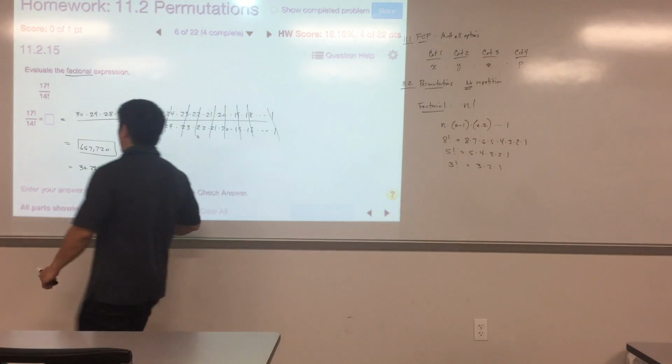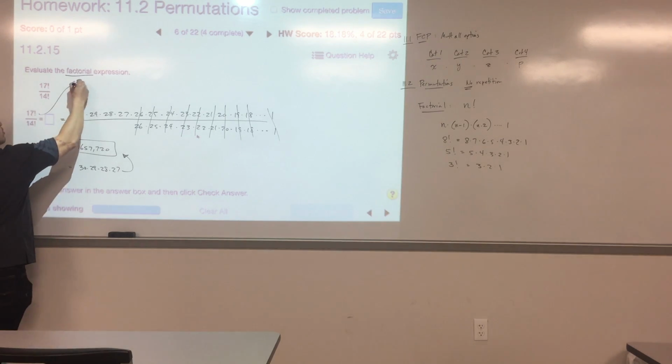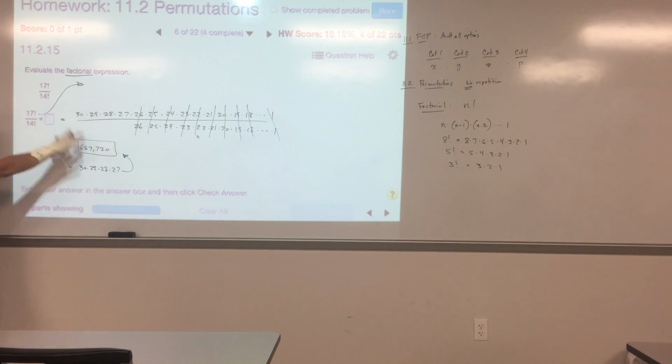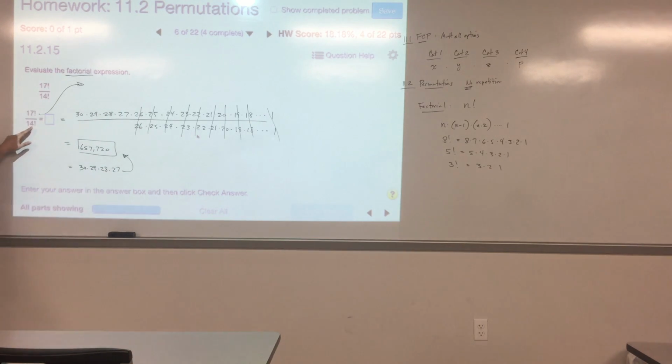Okay, perfect question. Here we go. 17 factorial over 14 factorial. Where can I stop? 15. At 15. Does that make sense, everybody? Okay, take a look at this problem. I'm going to leave this one up just for now. 17 factorial over 14 factorial. I know they're going to start overlapping at 14. Does that make sense, guys?